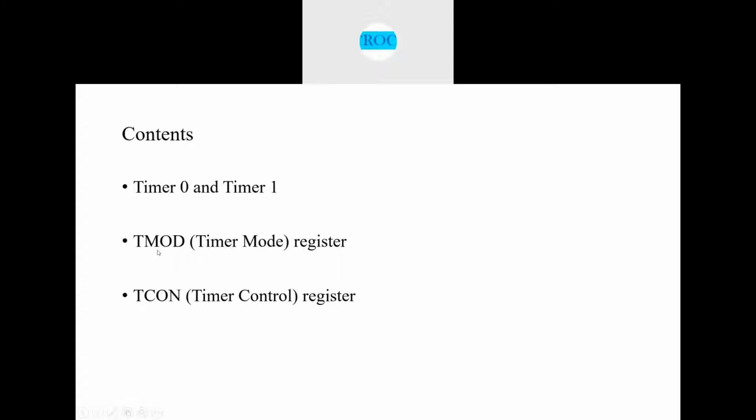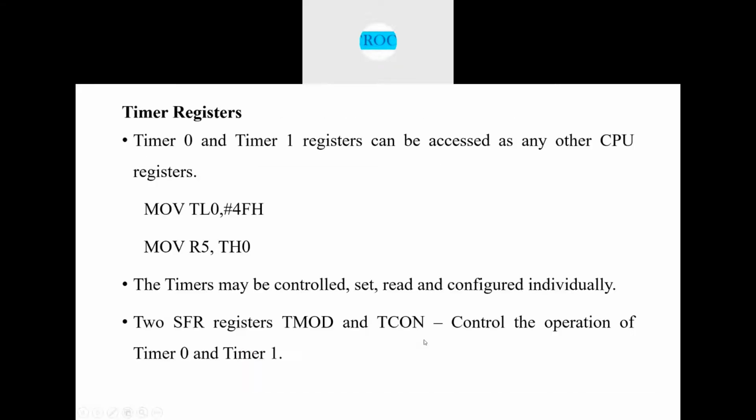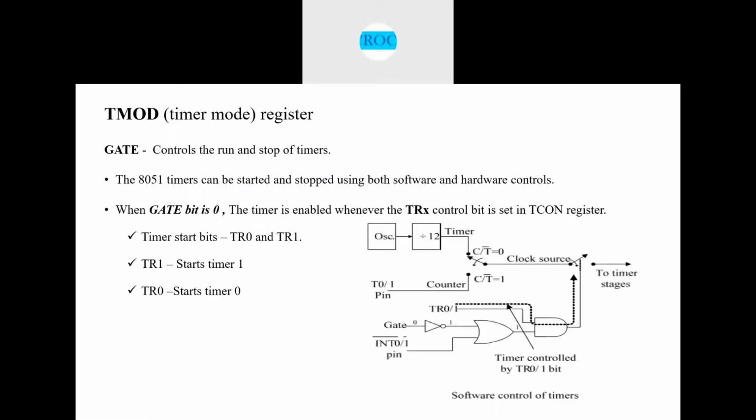One is the TMOD register, which is used to control the various modes of operation of timer 0 and timer 1. And the TCON register controls the operation of timer 0 and timer 1. We studied the TMOD register, and we know its SFR internal RAM address. I also spoke about the importance of the gate signal.